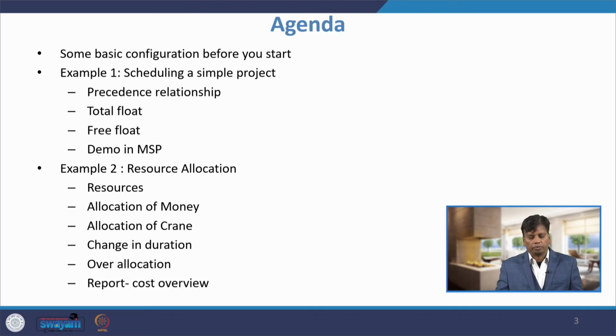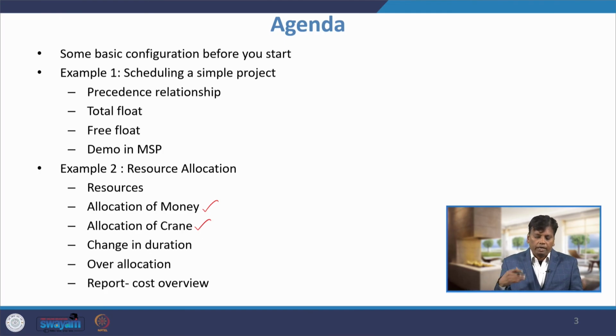In the second example I have taken a very small problem on a construction project. There I will explain how to do the resource allocation, and what the resources are. We have considered one resource called money, another one is a crane, and one more resource is called manpower.